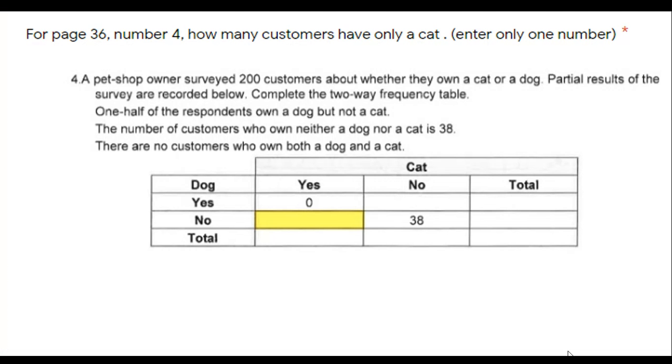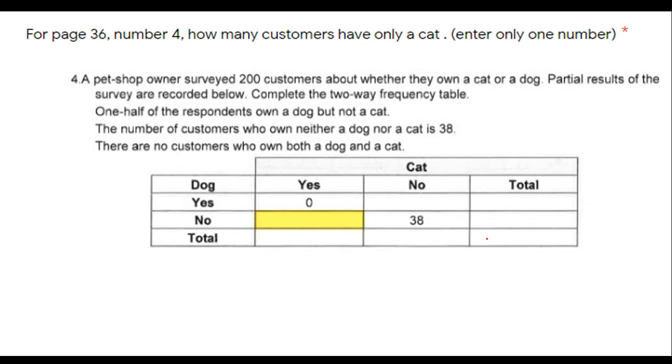Okay, guys, so I was looking over your Google form and I noticed that these were the two most frequently missed questions on there. The very first one's asking you guys about a pet shop owner, and he asked 200 of his customers about whether they own a cat or dog. Some of the information was already pre-filled in for you guys, and some of it you have to derive from what's given. So the first part, they tell you that there's 200 people that were asked.